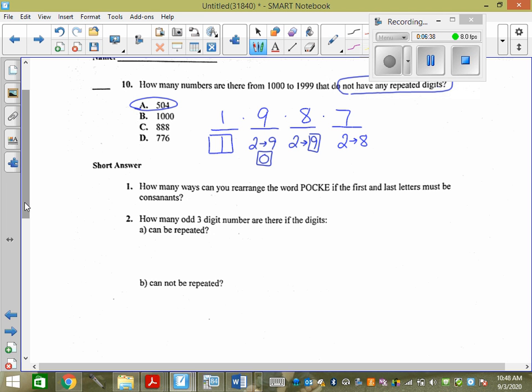How many ways can you rearrange the word pokey if the first and last letters must be consonants? What's a consonant? Not a vowel. So, 1, 2, 3, 4, 5. How many consonants are there? P, C, K. So that's 3. Hold one of them. P, C. 2. Hold the C. Then I would have O, E, and P back, which is 3. Hold 1. O, E. 2. Hold 1. O. 1. So it's 6 times 6, which is 36.